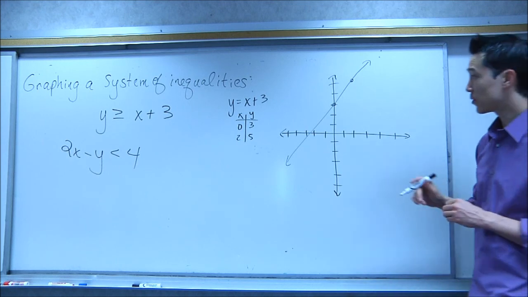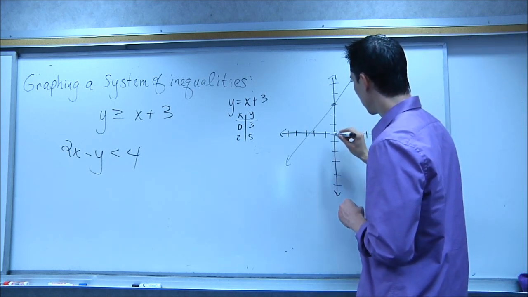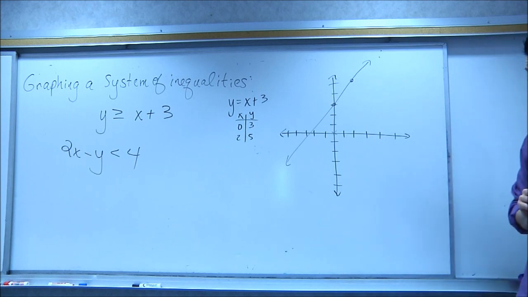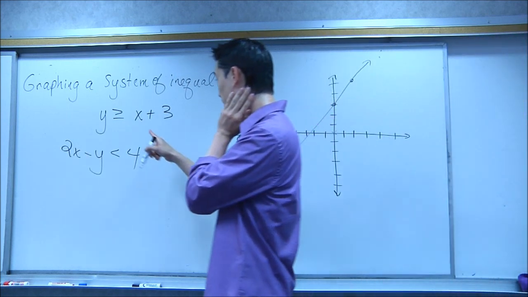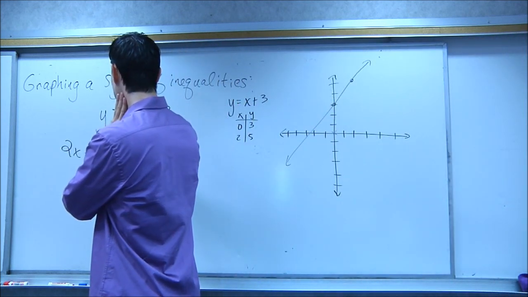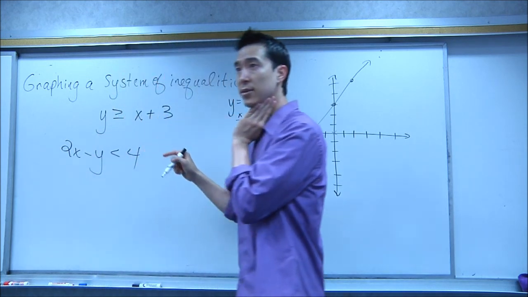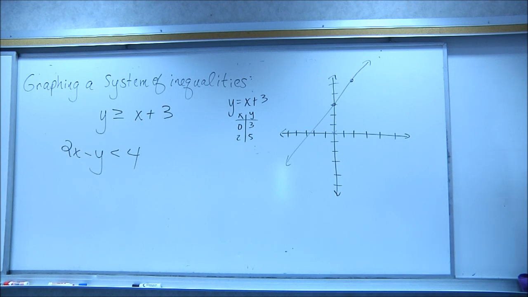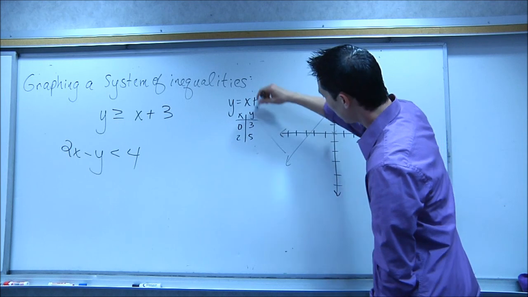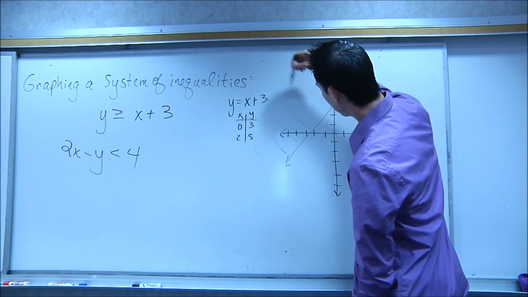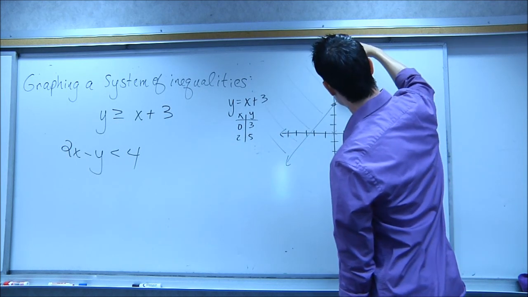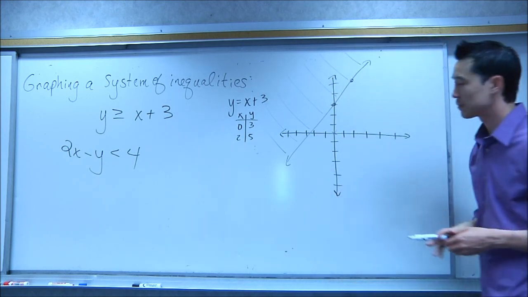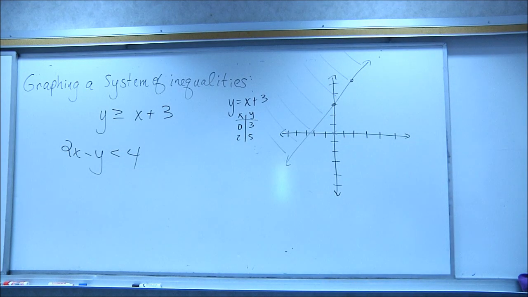Now, let me use the test point 0, 0. If I do the test point 0, 0, I'm going to plug in 0 for x and 0 for y. And the question is, is 0 bigger than or equal to 3? Is that true? Is 0 bigger than 3? No. So which side would I shade? Yeah, the opposite, okay? So I'm just going to do a really light shading on this side of the line. Okay. That's the end of the first graph.